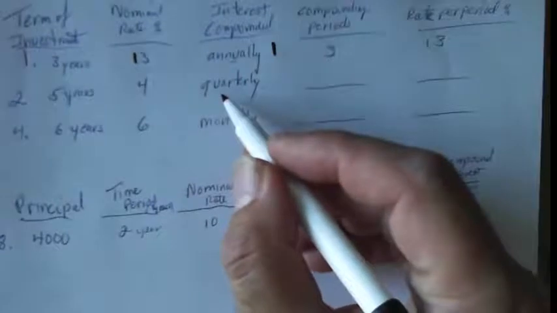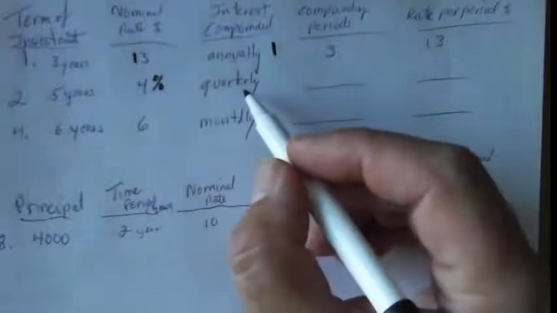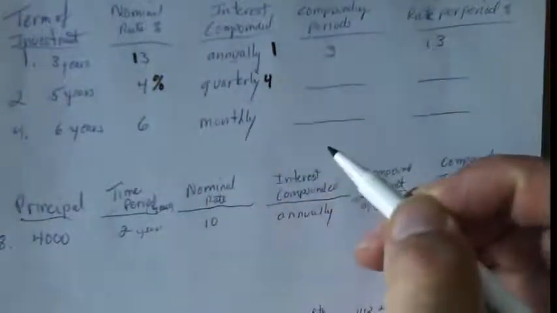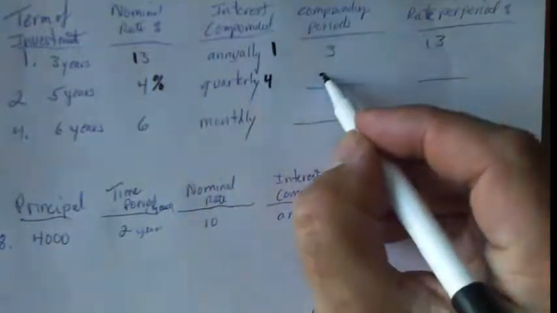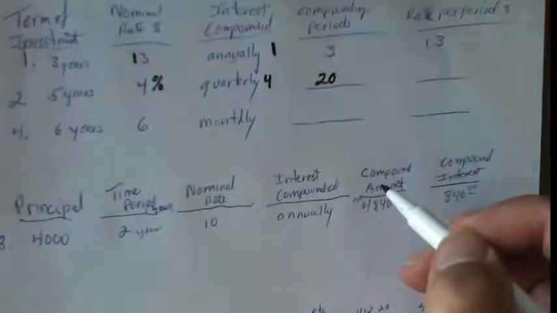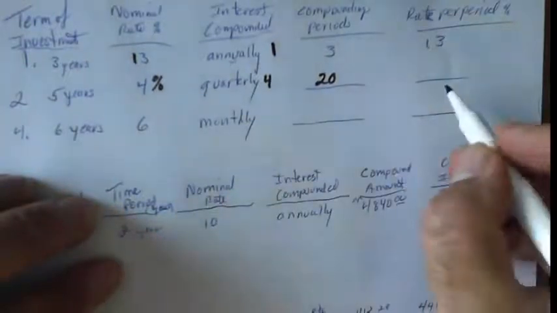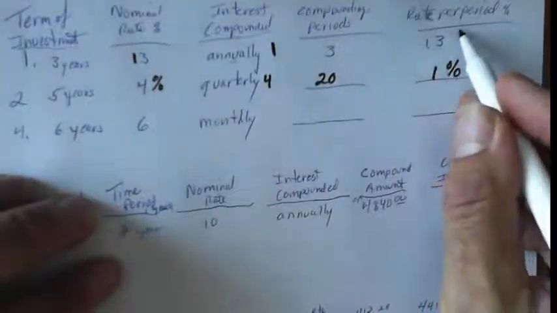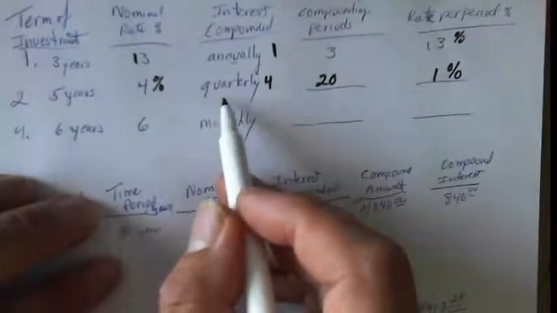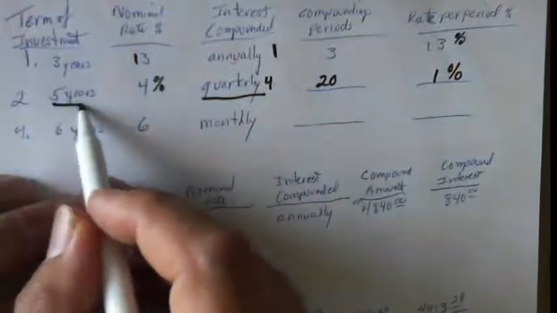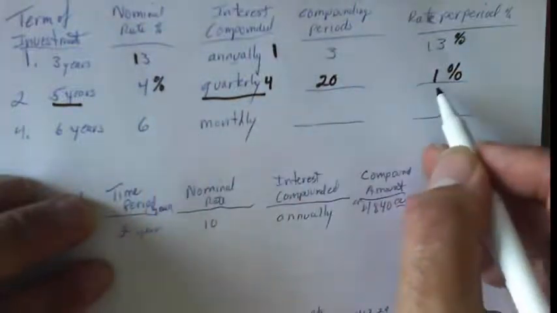So the second example is number 2. We have 5 years, rate is 4%, compounded quarterly. So that means that there are 4 compounding periods each year. So 4 times 5, there's going to be a total of 20 periods. And there are 4 periods, it's 4%, so each period is going to give us 1%. See how they're doing that? The number of periods is how often times how long, and then once you get how often, you divide that into the rate to get the rate per period.